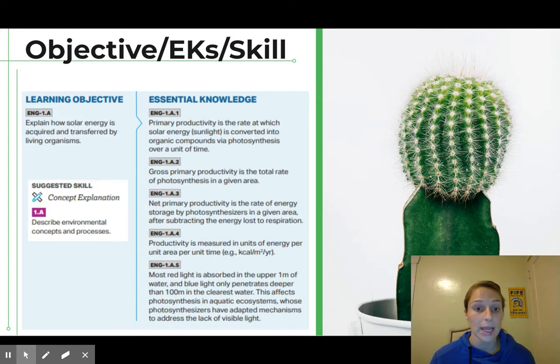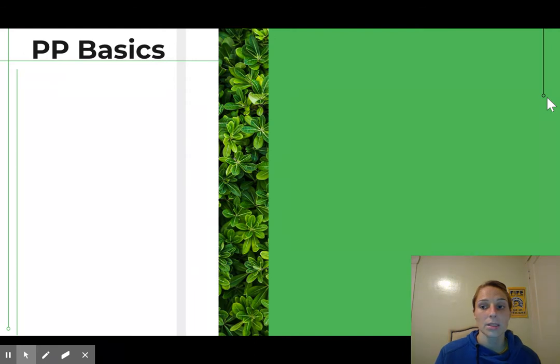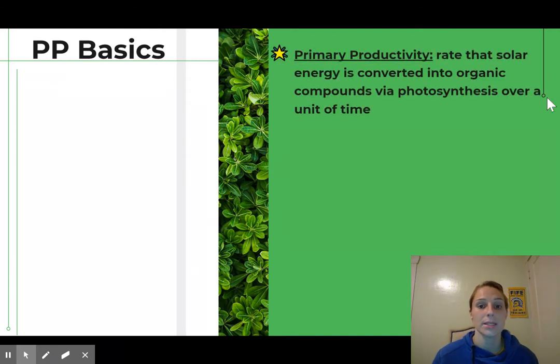how it relates to sunlight and photosynthesis, the gross primary productivity in an area versus net primary productivity, how it is that we measure and calculate it, and then the skill that you are going to practice by the end of this is describe environmental concepts and processes. So let's start with some primary productivity basics.